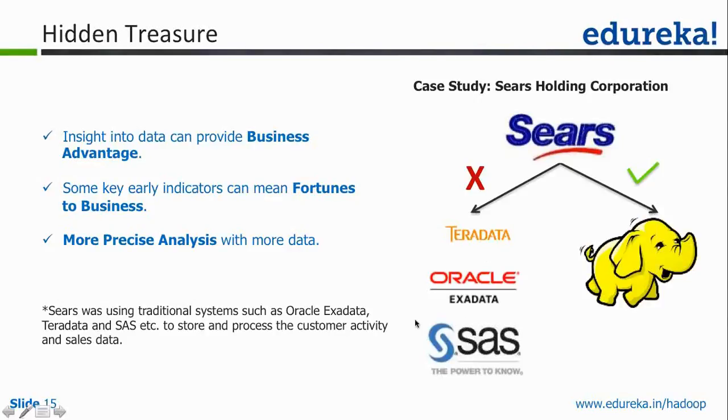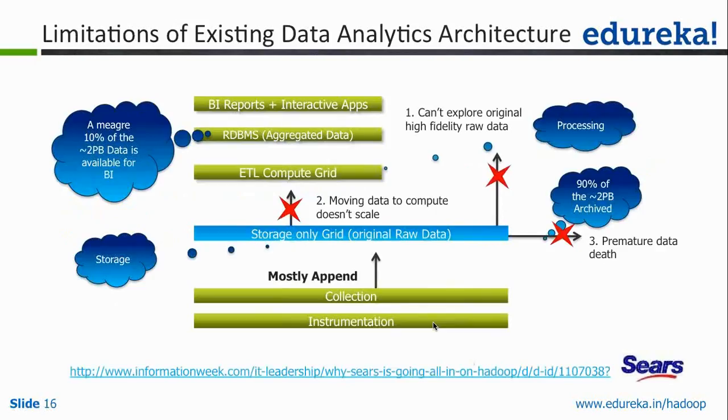Now there were some issues they were facing because of which they shifted to Hadoop. Let's see what the challenge was there. You can also read at this link why Sears is going all on Hadoop. This is one link which you can find in this PPT. This PPT will be available in your LMS, so you'll be able to look at this link as well.